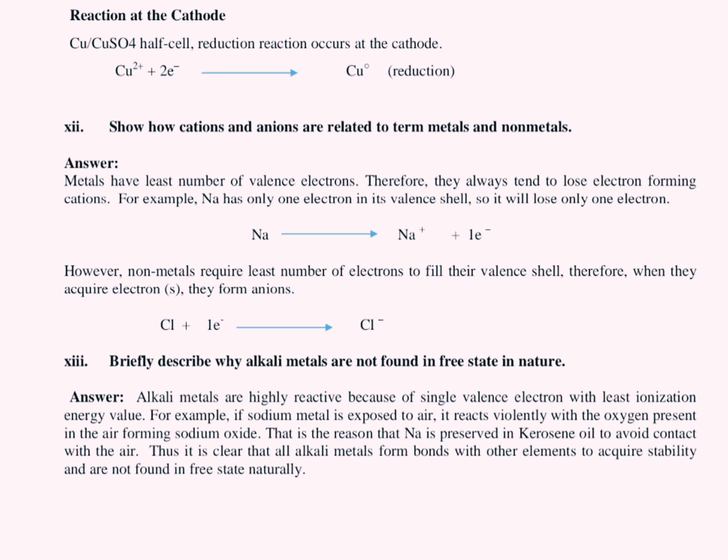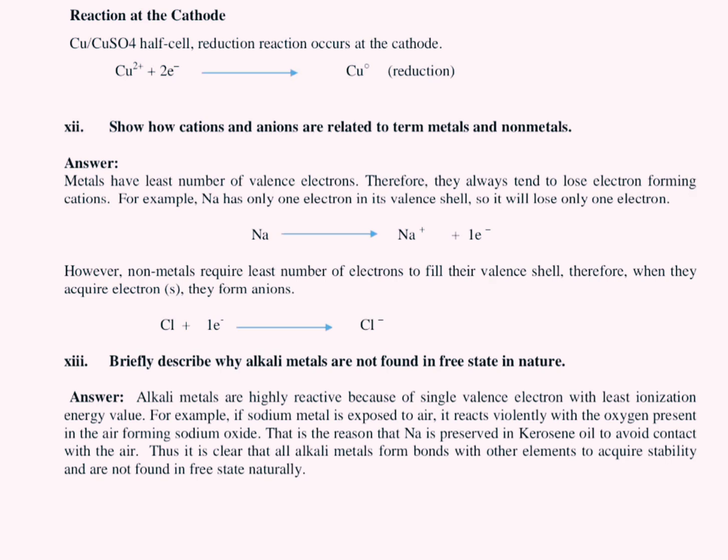As far as non-metals are concerned, they belong to the 7th or 6th group, and they have 7 or 6 electrons in the outermost shell, so they have more tendency to attract electrons, or gain electrons to complete their octet. So they mostly form anions.